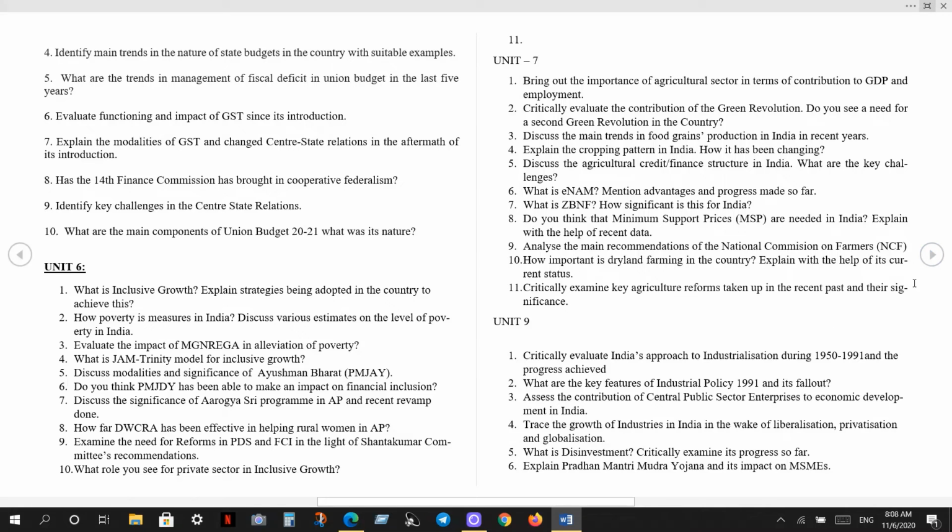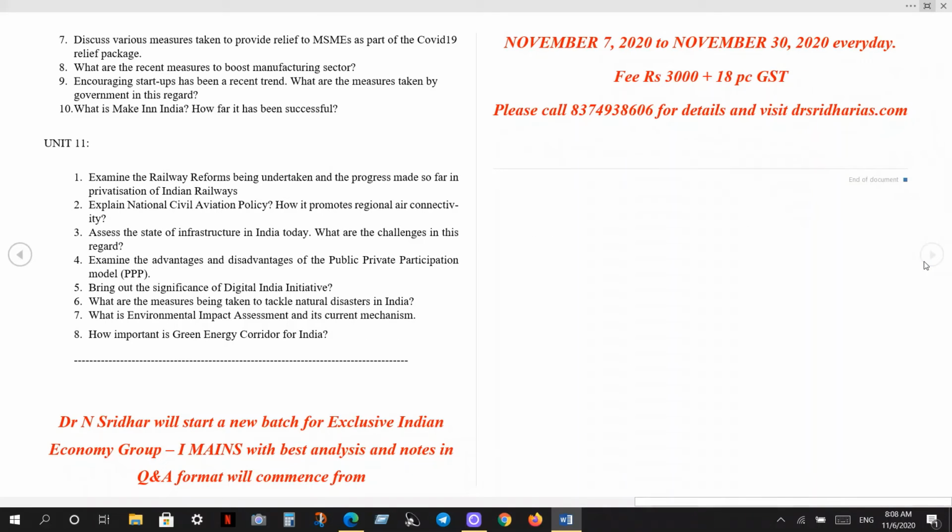Then Pradhan Mantri Mudra Yojana, PMGSY, MSMEs, the COVID relief package, what are the boosts to the manufacturing sector, encouraging startups, then what is Make in India, and how far it has been successful. Startups and Make in India are important, and Skilling India is also important here.